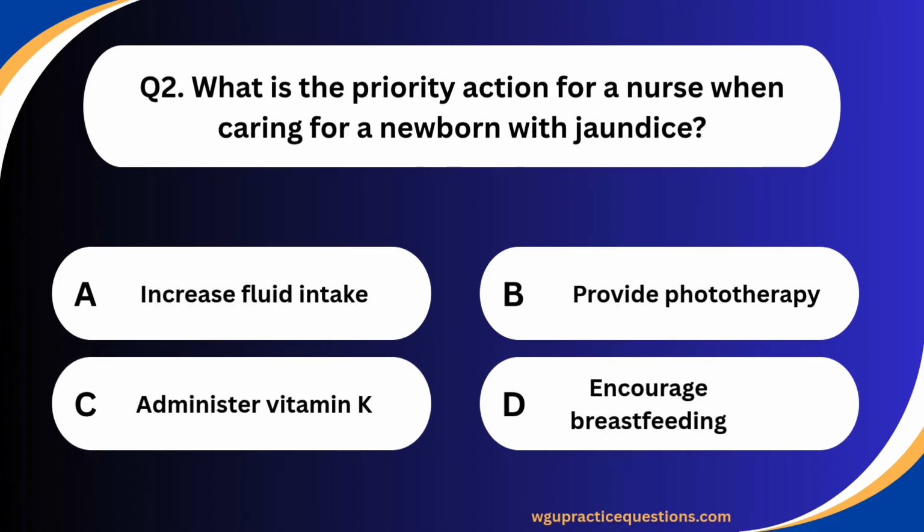Question 2. What is the priority action for a nurse when caring for a newborn with jaundice? A. Increase fluid intake. B. Provide phototherapy. C. Administer vitamin K. D. Encourage breastfeeding. Which one is the correct answer?